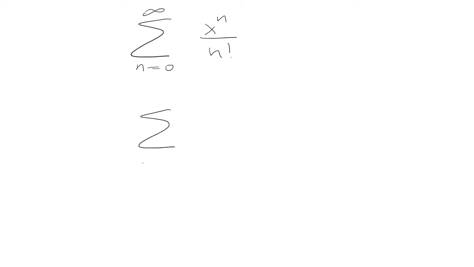We want to write an equivalent series with the index of summation beginning at n equals 1. So the first sum we have is from n equals 0 to infinity, x to the n over n factorial. So we want to rewrite this starting at n equals 1 and then going to infinity.